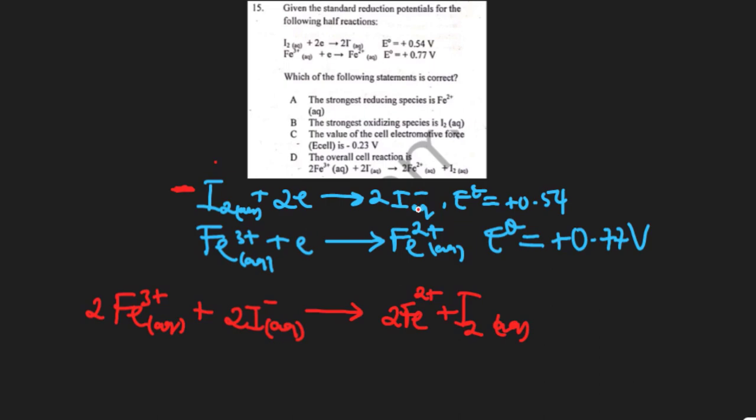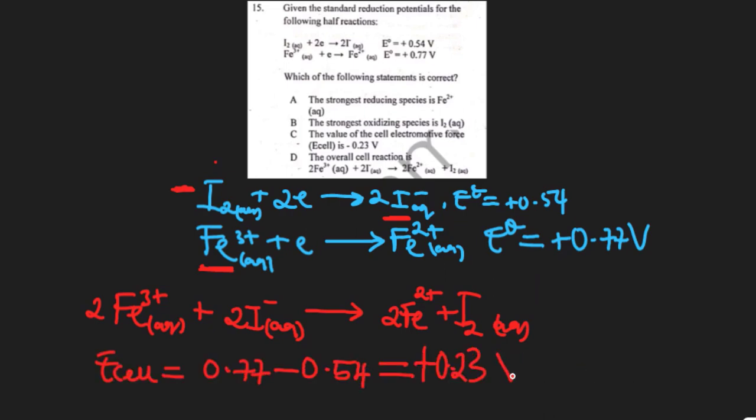So the strongest oxidizing agent is identified from the cathode, which is a reduction half cell, and it is a species which is reduced. So the oxidizing agent is going to be iron 3, which is the highest oxidizing agent, and then the reducing agent will be from the anode, and it is that which is oxidized. So the reducing agent is going to be the iodide. And then the voltage, which is the EMF, will be positive 0.23 volts. That will be the EMF. And we realize that our only answer is this, which makes D our answer.